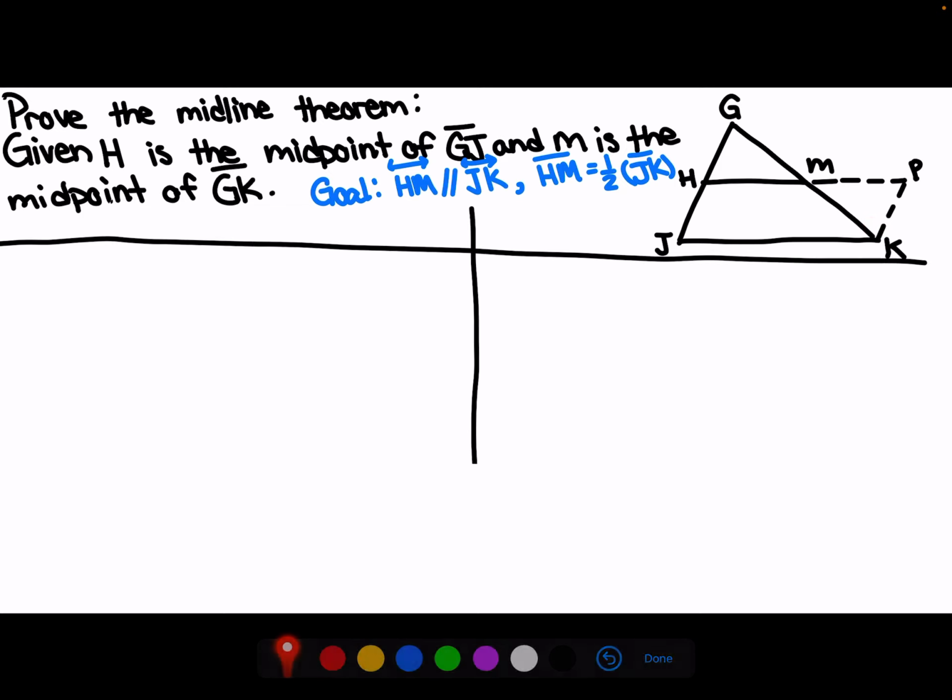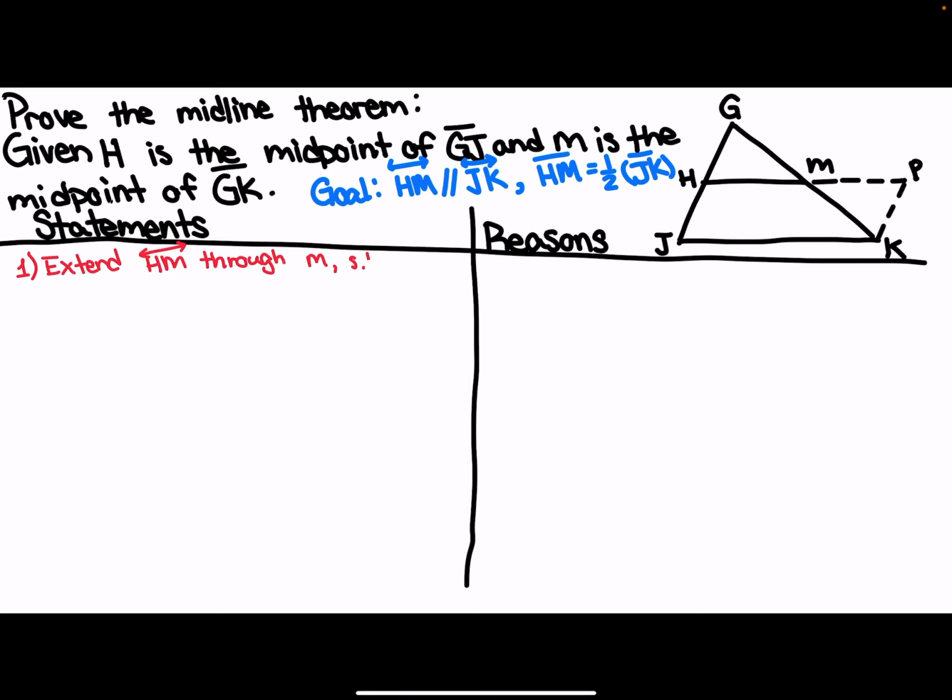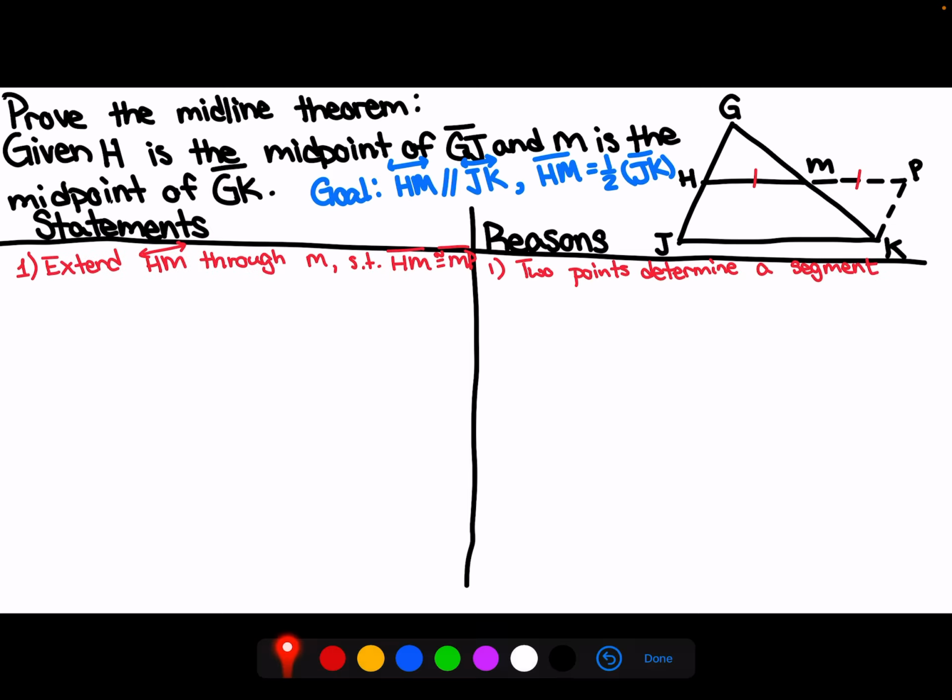So to start, I'm going to extend HM out so that MP and HM are congruent. So extend line HM through point M such that HM is congruent to MP. The reason that we can say that is, well, we're drawing an auxiliary line, so two points determine a segment. And that's any time that you draw an auxiliary line.